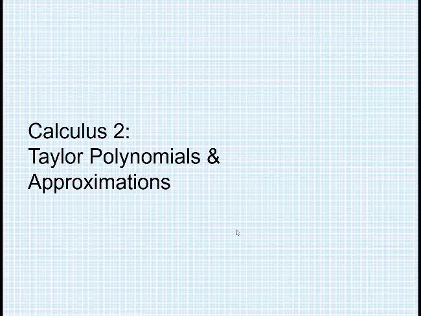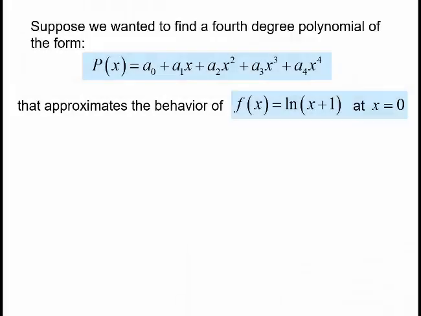Hi class. In this section, we're going to talk about Taylor polynomials and approximations. So let me give some background to this and set this up. Suppose we wanted to find a fourth degree polynomial of this form: a sub 0, that's just a constant term, plus a sub 1 x plus a sub 2 x squared plus a sub 3 x cubed plus a sub 4 x to the fourth.